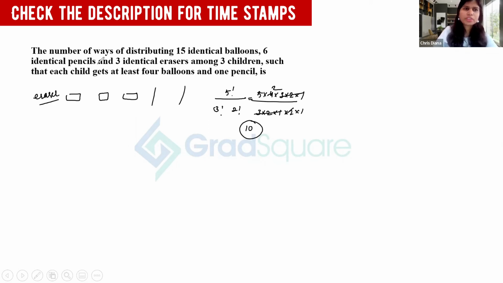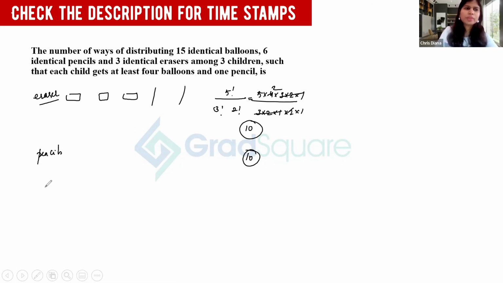Now, I also have to distribute the pencils. So each child has got one pencil, so giving that it's identical, so one case for that. Okay, now the remaining 3 pencils have to be distributed among 3 children. So 3 pencils among 3 children, again the same scenario arises, again there will be 10 ways. Okay, this is for pencils.